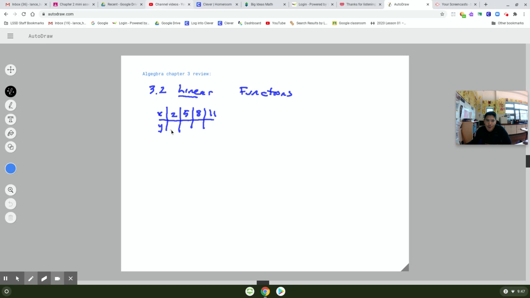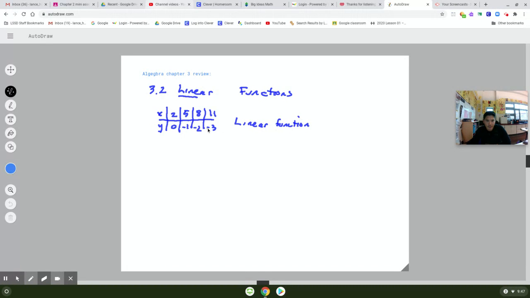You don't have to add 3 as well for it to be a linear function for y, but y has to have a constant rate of change as well. For example, 0, -1, -2, and -3. Here, y is decreasing by 1 each time. There's a constant rate of change for x. There's a constant rate of change for y. So this would be a linear function.